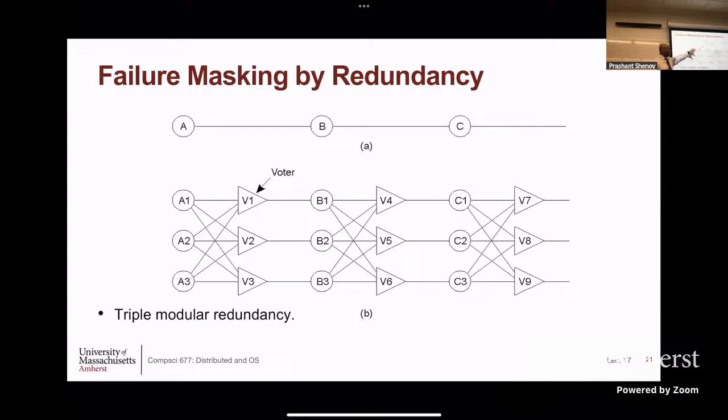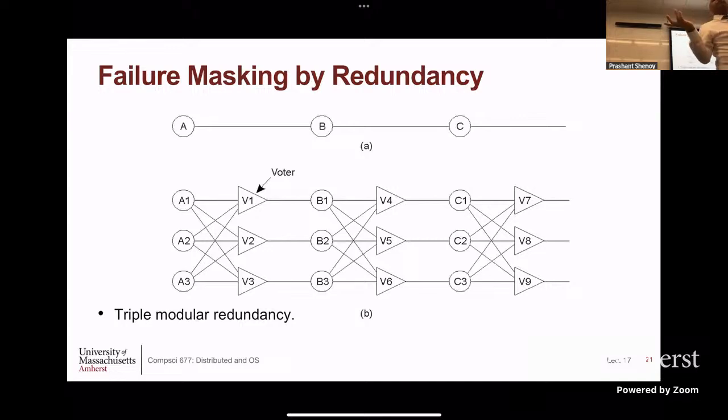Now we have a different version of this circuit, where we have replicated each of those components. We have three replicas of A, A1, A2, A3. We have three replicas of B, three replicas of C. We'll take each input and feed it to all three copies of A, B, and C. Each of them will produce an output. We will take a vote, a majority vote. Even if one fails, the other two will agree.